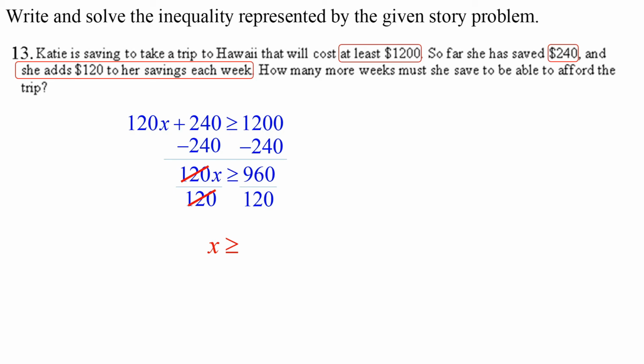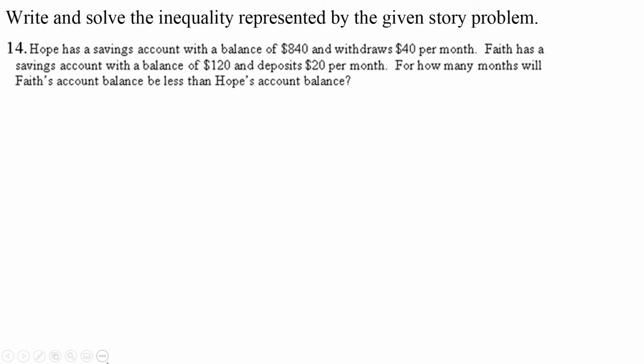960 divided by 120 is 8. So x is greater than or equal to 8. 8 what? That's weeks. 8 weeks. And there we go. So we set up the inequality, we solved the inequality, and we answered the question. x is greater than or equal to 8 weeks. That's a great problem. All right, one more story problem.